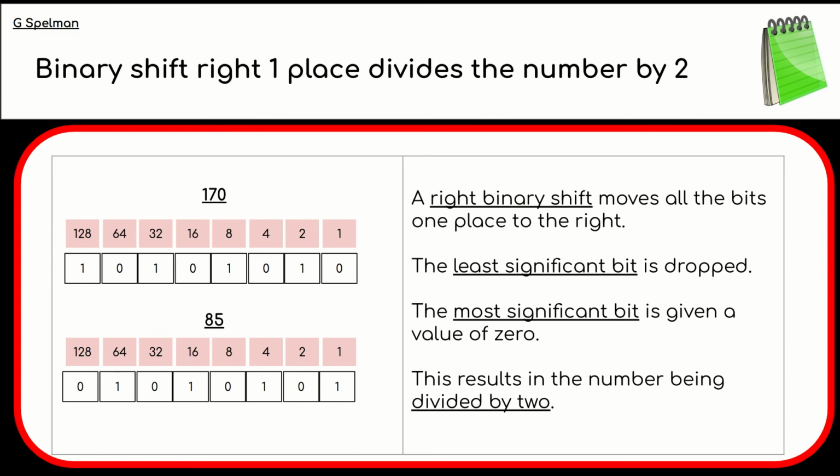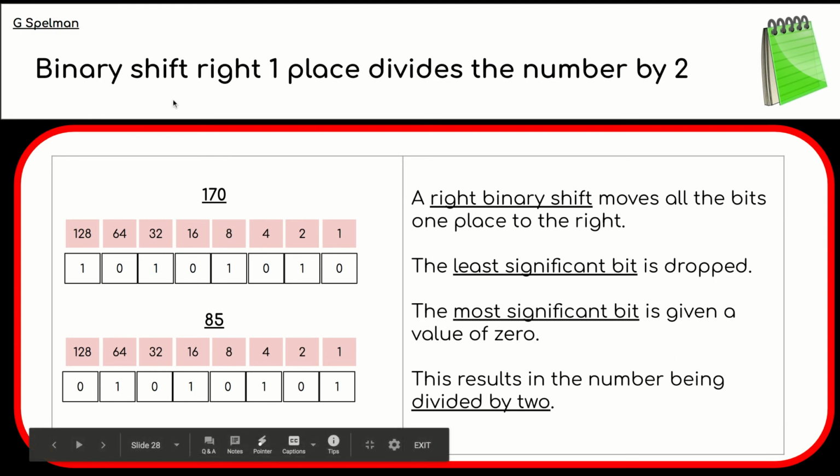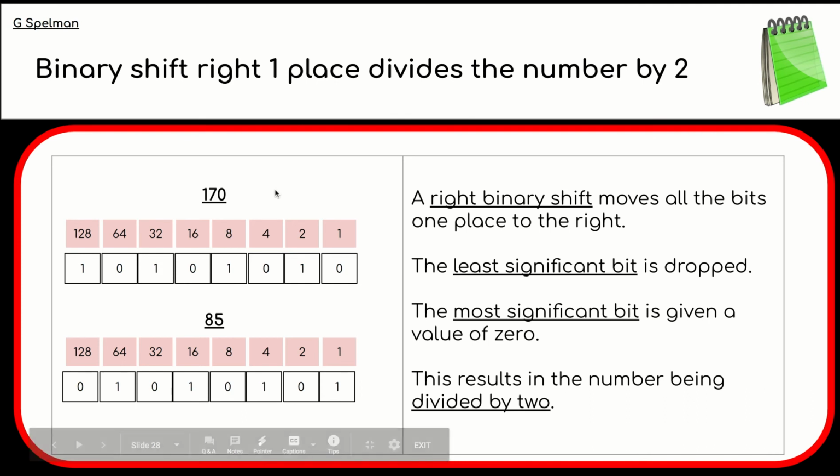This is the point now to take stock of what you have learned so far and to take notes in your green book. So this is something you can take away from our lesson. I have given you an example here of a binary shift right one place. We start with 170, it gets divided by 2, so we end up with 85. And on the right here, we can see it's explaining what's happened, that the bits have all been moved to the right, the least significant bit is dropped, and the most significant bit is given a value of 0. This results in the number being divided by 2. So if you want to pause the video, take these notes down, press play when you're ready to get back to the lesson.